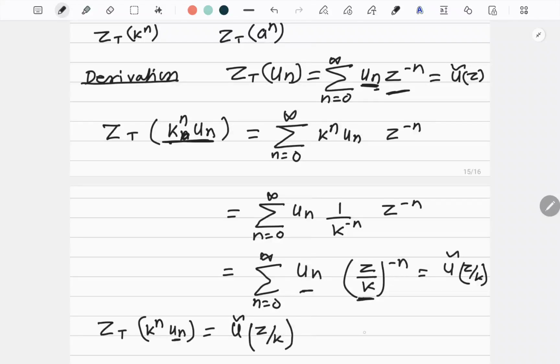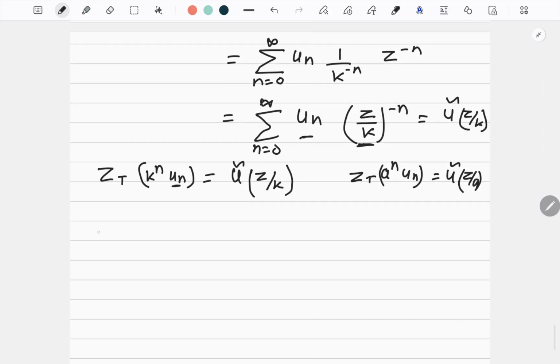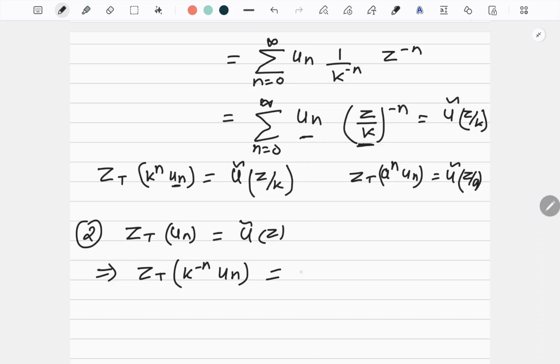If it is given the z transform of a to the power n u_n, what will you be doing? You will be just writing z by a. That's it. Correct. Now what is the second rule? The second rule says that if the z transform of u_n is equal to U(z), it implies the z transform of k to the power minus n u_n is equal to U(kz).